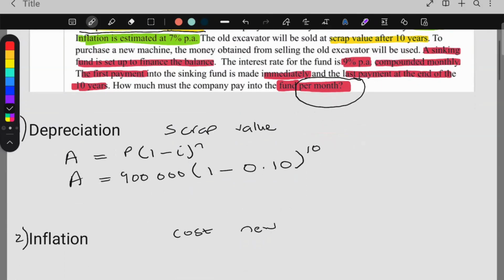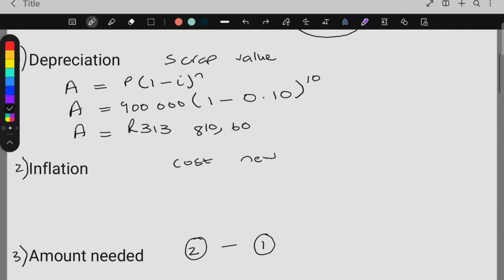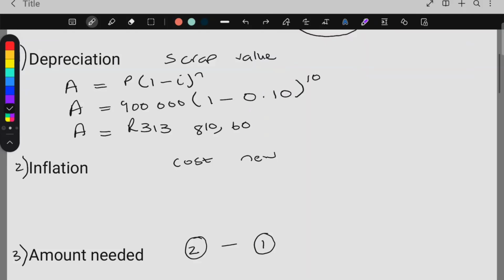No compounding period with depreciation. So let's see, what do we get? On your calculator, you should get 313,186.0. And this is referred to as the scrap value of the machine in 10 years' time. Okay, step number 2, work out the cost of a new excavator in 10 years' time. So, okay, inflation formula is this one.